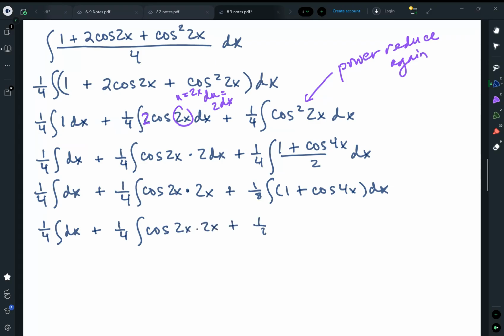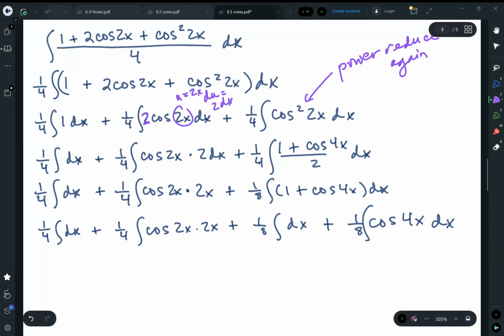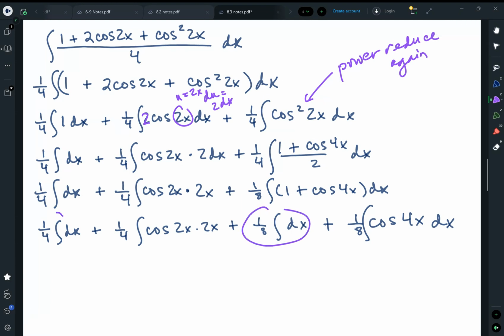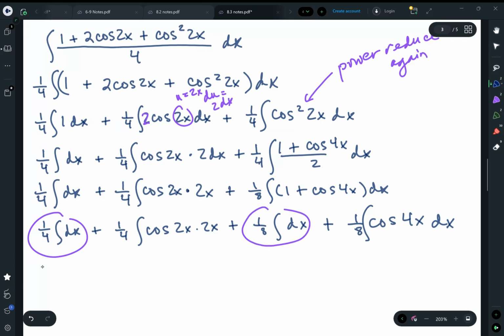And I'm going to have a 1/8 dx plus a 1/8 of cosine 4x dx. Almost forgot my integral symbol. I can go ahead and combine these two guys together. 1/4 plus 1/8 is going to be 3/8.